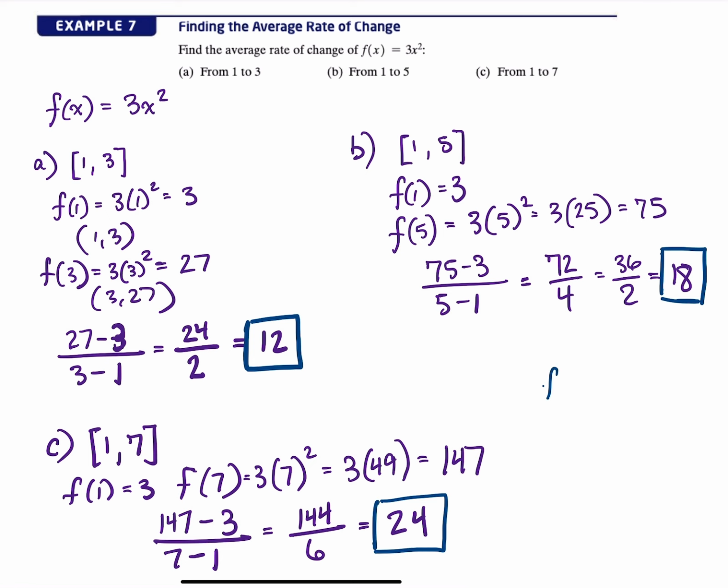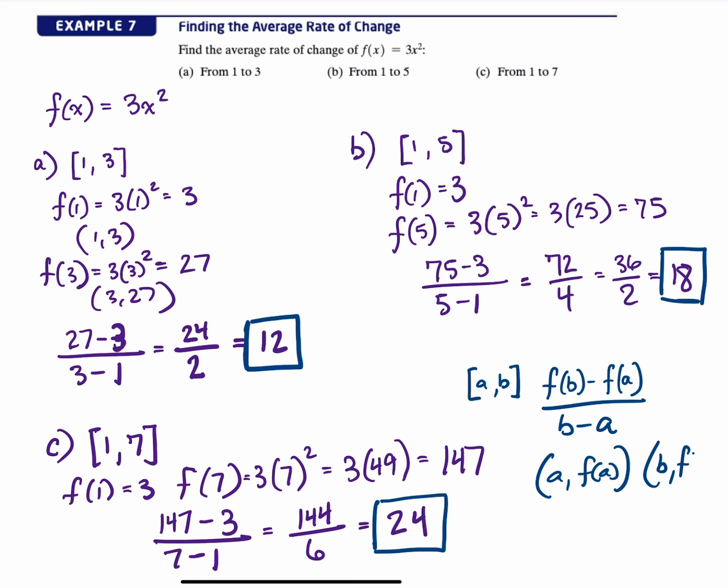So we're following that formula, f of b minus f of a. If we're looking at an interval from a to b, f of b minus f of a over b minus a can also be viewed as the slope between the 2 points a comma f of a and b comma f of b. So whichever view you prefer, if you want to just think about the formula itself and find out what f of a and f of b are and plug it in, or if you want to think about it as 2 points and the slope between those 2 points.